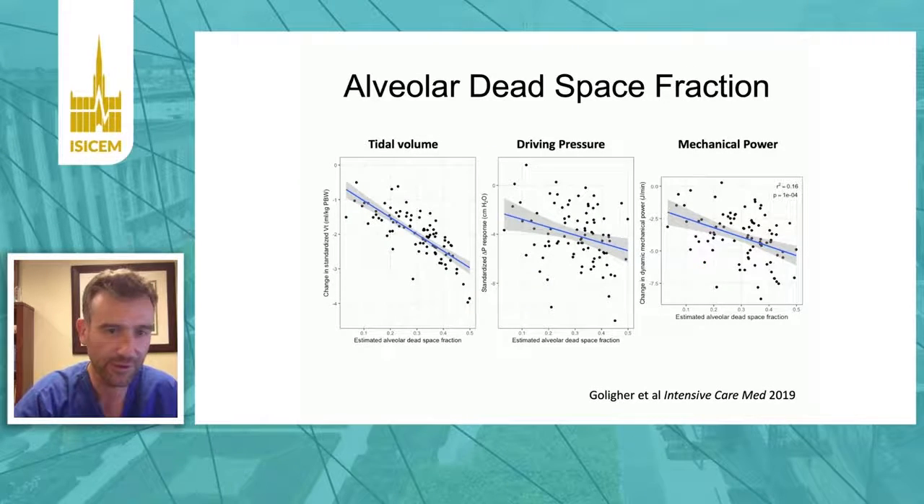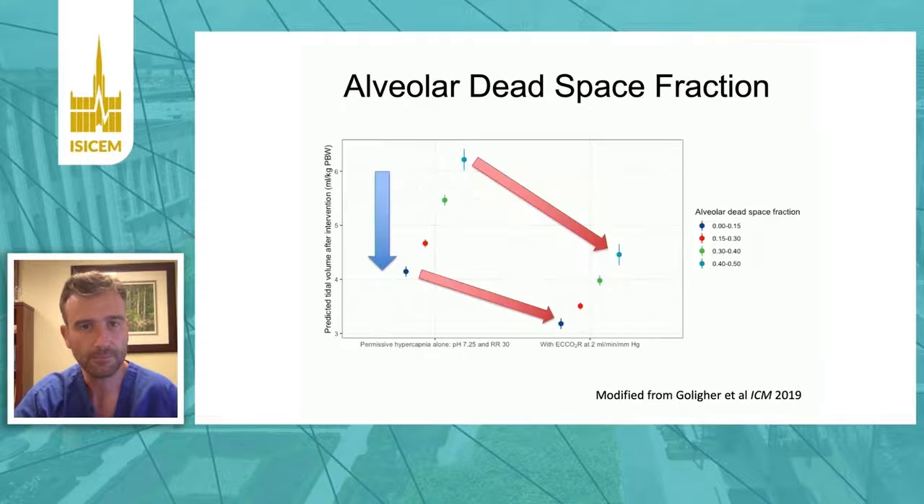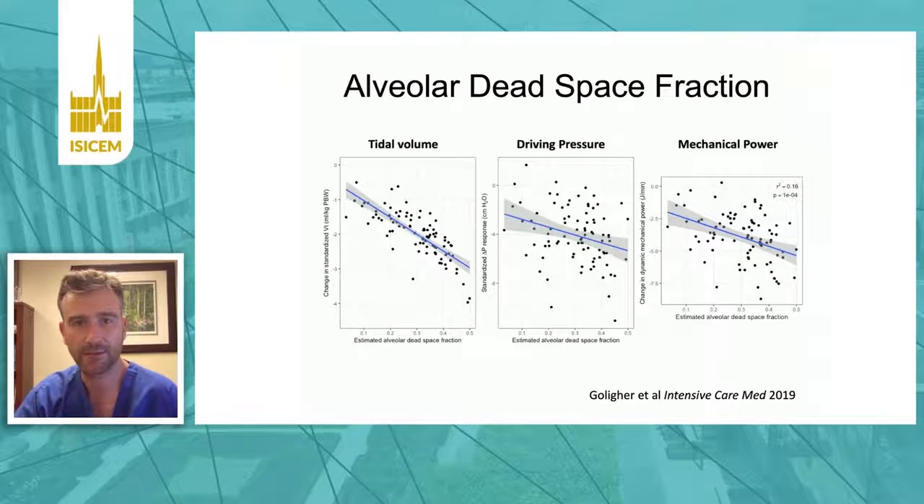So here you can see this very clear correlation on the left between the observed reduction in tidal volume and the estimated alveolar dead space fraction. And you see a similar relationship for driving pressure and for mechanical power, although the latter was not statistically significant. So hopefully I can convince you that alveolar dead space fraction is an important moderator of the effect of ECOR on lung protective ventilation.